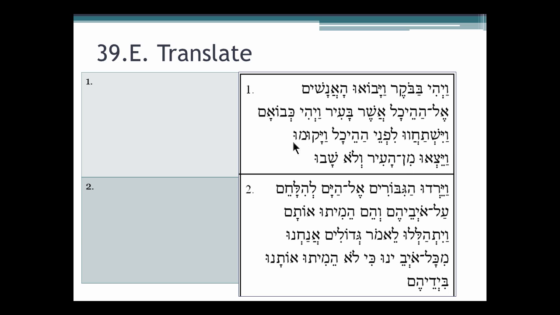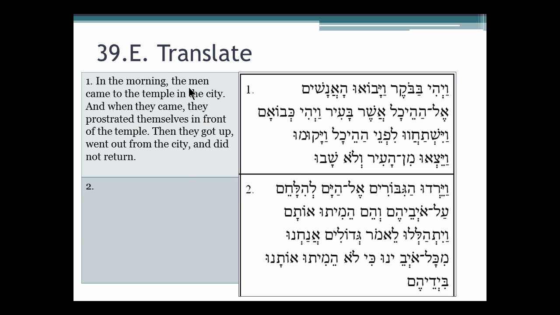Then they got up and they went out from Ha'ir, from the city, min Ha'ir, from the city, velo shavu, and not they returned. This is from shuv. It's a hollow verb, shavu. It's from shuv, third common plural, and they did not return. So in the morning, the men came to the temple in the city, and when they came, they prostrated themselves, so they bowed down, again, however you want to translate it, in front of the temple. Then they got up, went out from the city, and did not return.